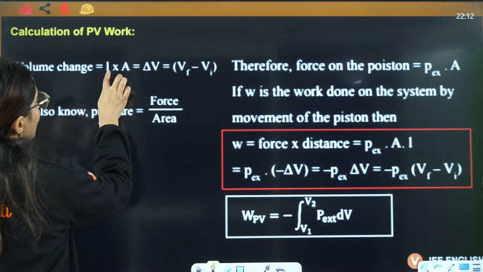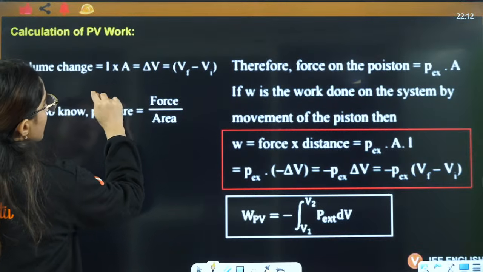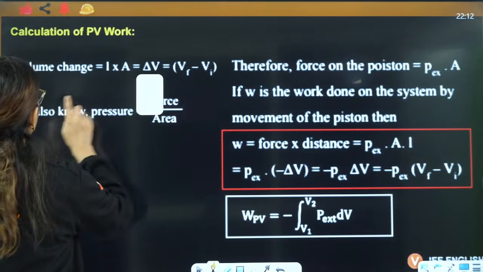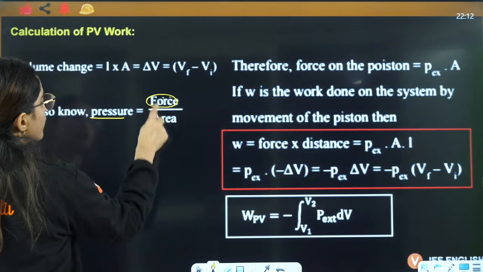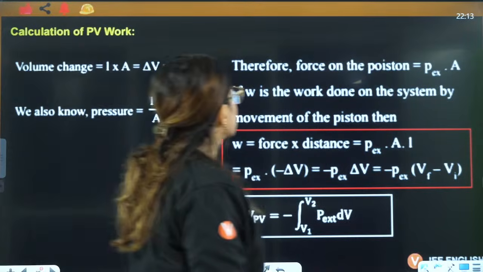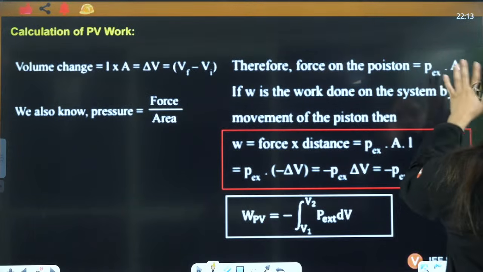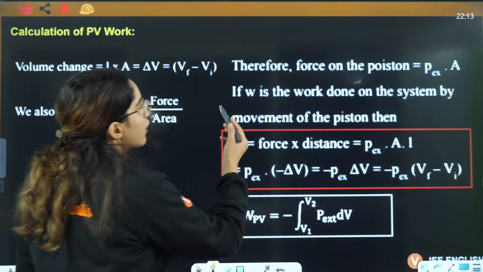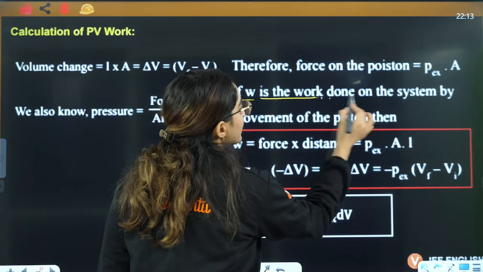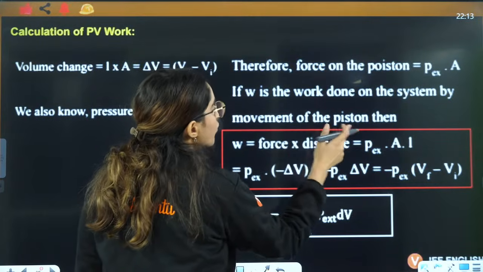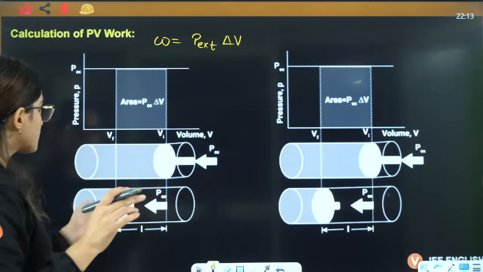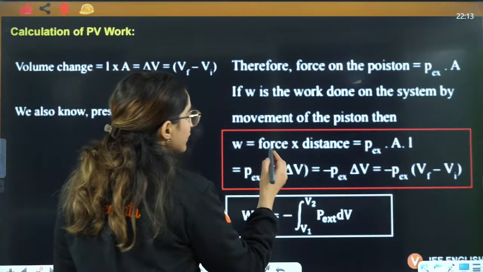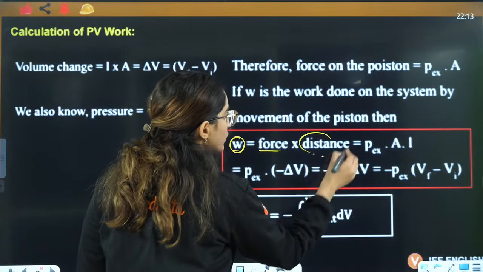Volume change, if you see, is length into area, right? And here it is going to be delta V. We also know that pressure is equal to force by area, right? Let's discuss. Force on the piston is P external into A, that is the area, right? And if W is the work done on the system by the movement of the piston, then work is equal to force into distance.